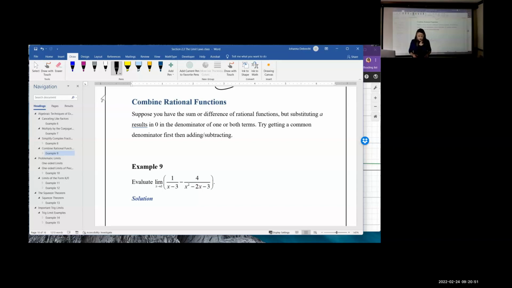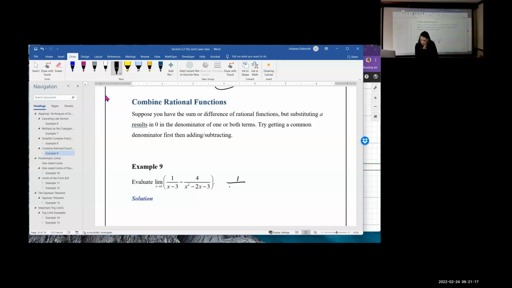All right. Okay. Next type is combining rational functions. Right here, we get a different sort of problem. We get an infinity minus infinity type, which is a problem. So how do we know it's infinity minus infinity? We're going to be talking about this later today as well. So first thing we always try is we plug in.